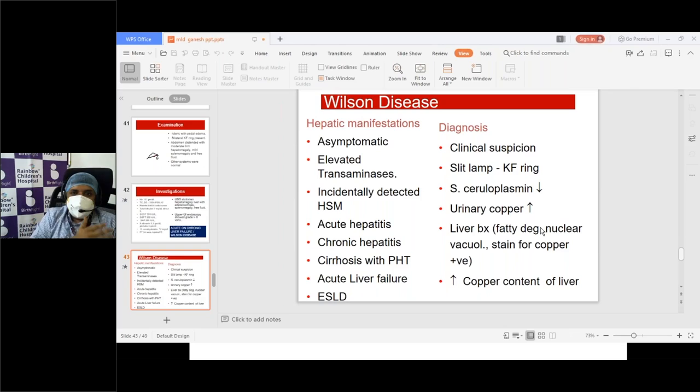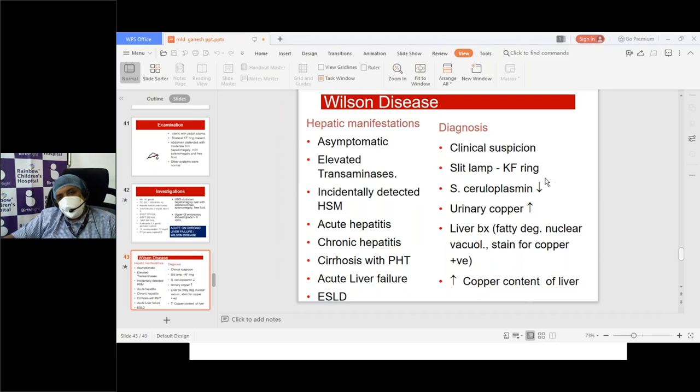For example, it can present to the hematology department with only a pancytopenia. It can present to the psychiatric department with all the neuropsychiatric manifestations. It can present to the gastroenterology department with jaundice and organomegaly. So it can present to any department. And the diagnosis is, yes, suspicion.